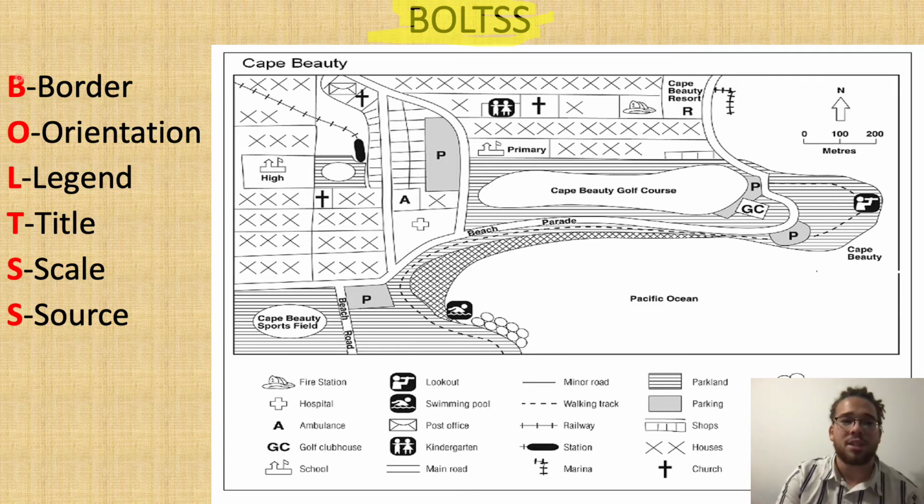So we have 6 points. The first one is border. The second one is orientation. The next one is legend. The next one is T. We then have scale. And the last one is source.